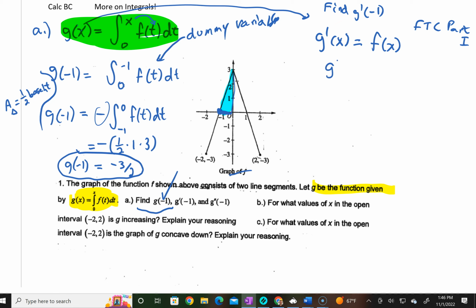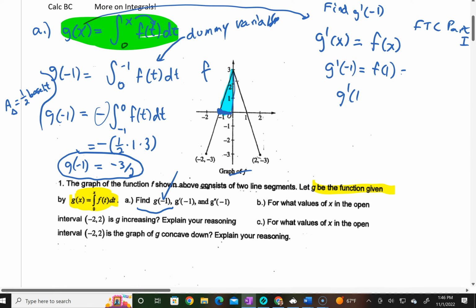Well, wait a minute. Now they're going to say, what's g prime of 1? G prime of 1 would be f of 1. Look at your graph. This is the graph of f. Help me out, guys. What is f of 1? Or is it -1? Oh, wow. Good thing you guys are here. Didn't I already talk about that? What is f of -1? 0. The graph shows that to you.